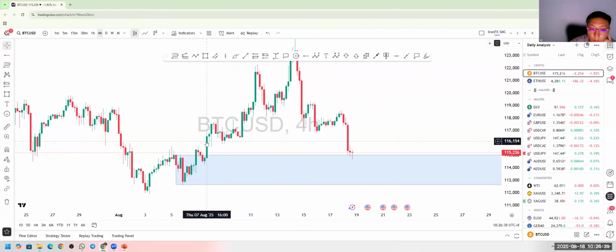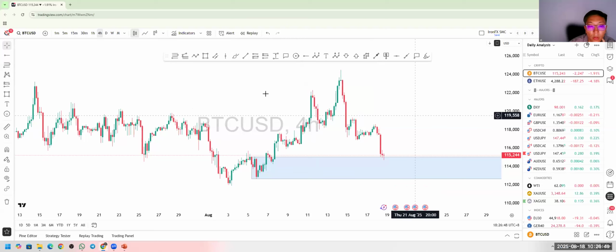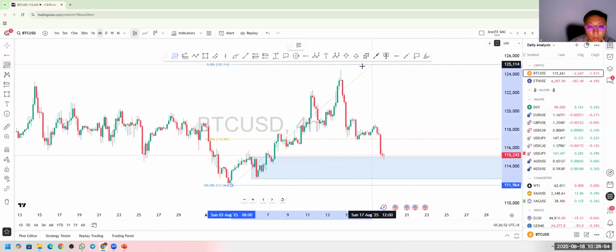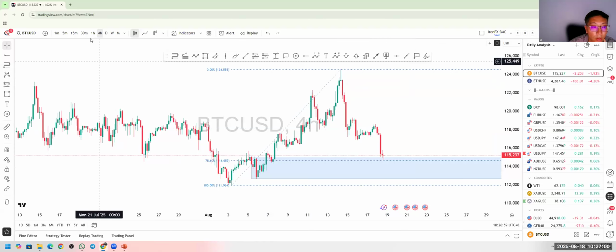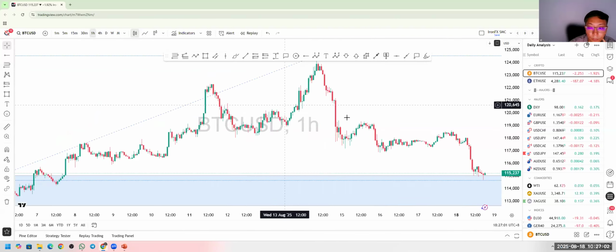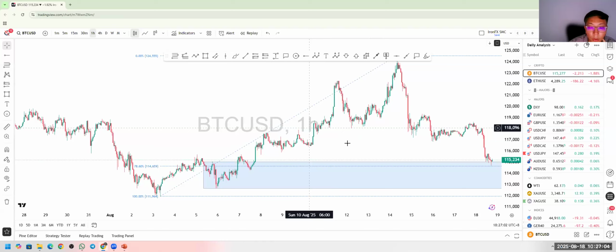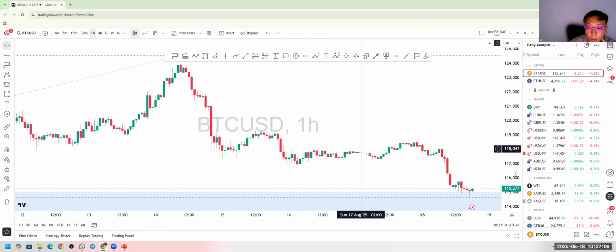But this is already tapped before. Let me see. Okay, page 4. 78.6. Page 1. Yeah, I think BTC would probably go up from here.